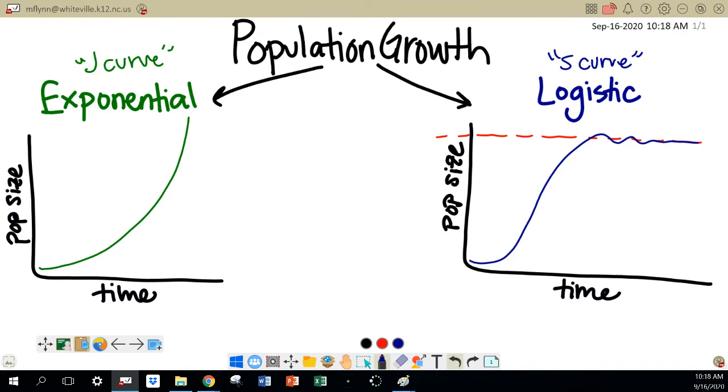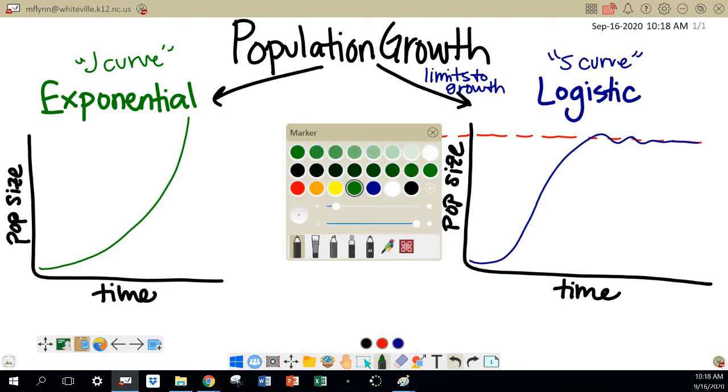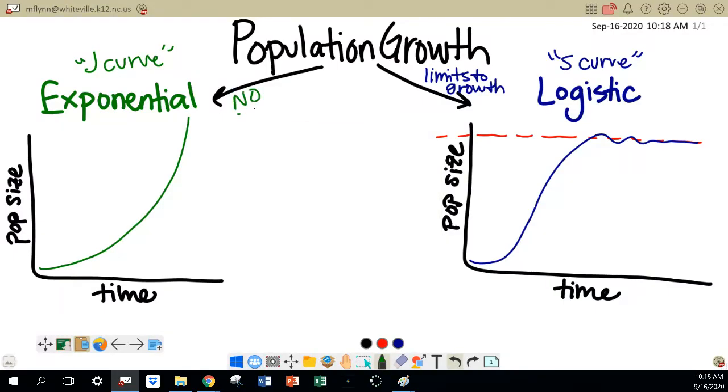So logistic, the reason why it looks like that is because there are limits to growth. So with logistic growth, there are limits to that growth, whereas with the exponential, there are no limits to growth. The limits cause this to level off right here. The limits make it stop at that red dotted line.